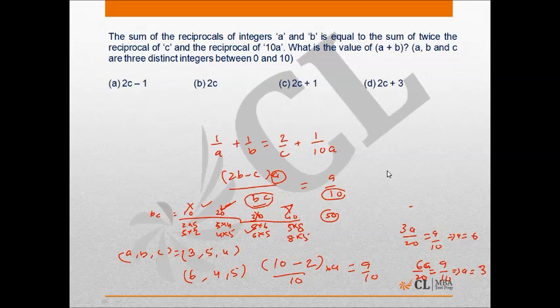Now we have to find the value of A plus B in terms of C. So in the first case, A plus B is 8, which is twice of 4. It means A plus B is equal to twice of C. In the second case, it is again 10, which is equal to twice of 5. So from here we again get A plus B equals twice of C. Hence option B is the correct answer.